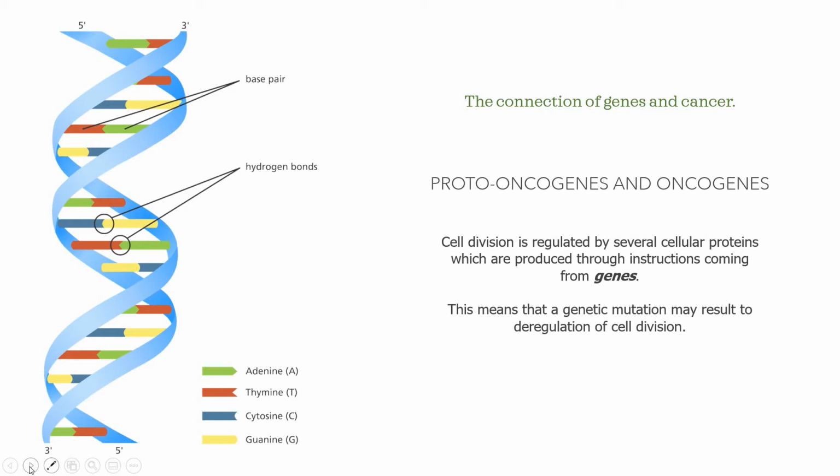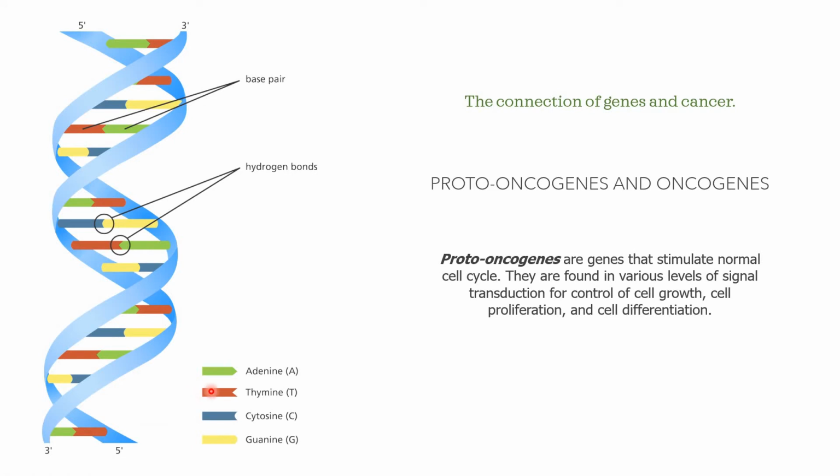So, ano ibig natin sabihin doon? Ang cell division, para mag-start siya or mag-take place siya, for it to happen, it requires several signals. And those signals are proteins. And these proteins are coming from specific instructions, and those instructions are coming from genes. Therefore, if there will be any, say for instance, mutation sa mga genes, it will result in deregulation of cell division.